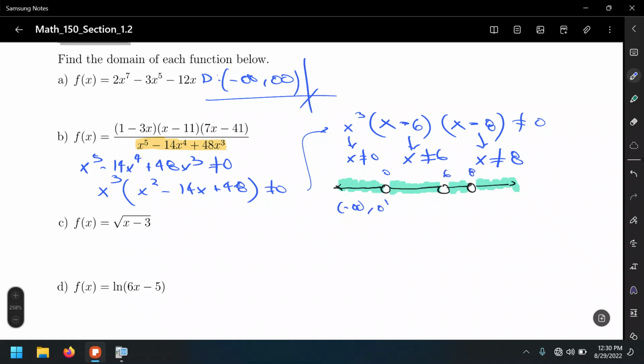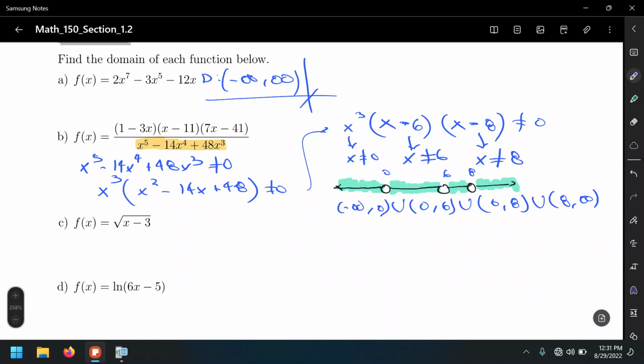Negative infinity to 0, with parentheses because we need to exclude that, union, 0 to 6, close parentheses to exclude the value of 6, and another union symbol for 8, 6 to 8, and union 8 to infinity. All right, so that's the domain of this function, represented using a graph and interval notation, the same notation that we reviewed last time, I think, or last week.